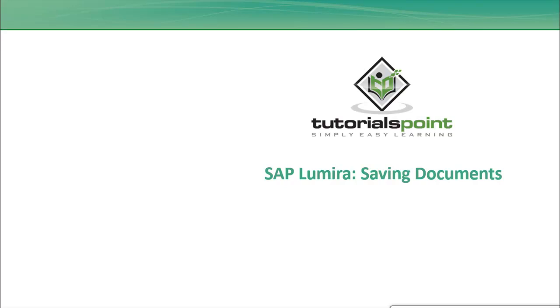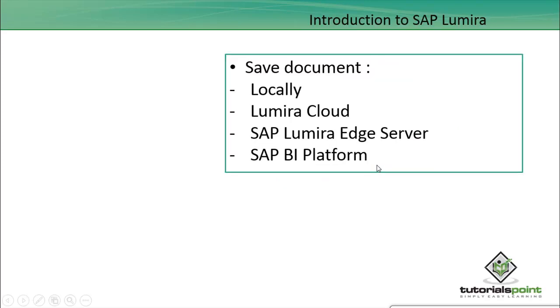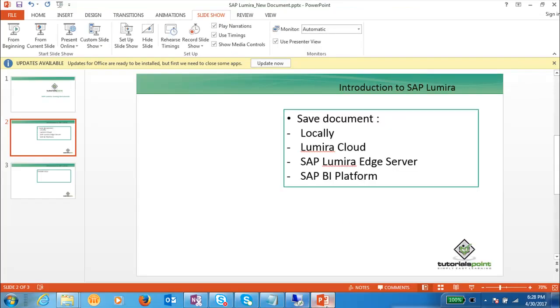In this tutorial we will see how we can save the documents which we have created in SAP Lumira. So after creating the data sets, visualizations and stories in SAP Lumira, we can save the document locally, and when you save the document, all the objects are saved with the document. So we can save the document either locally or to the Lumira cloud or to the SAP Lumira Edge server, SAP BI platform. Let's see how we get the option of saving the document.